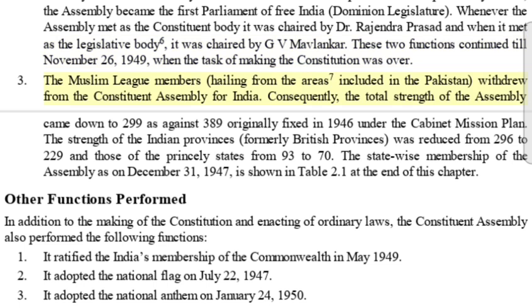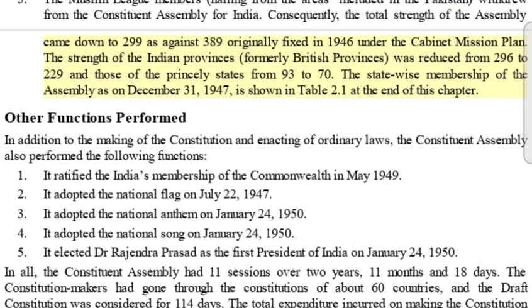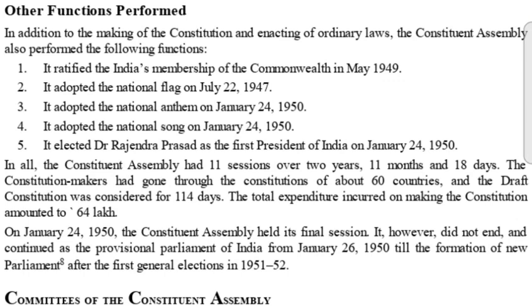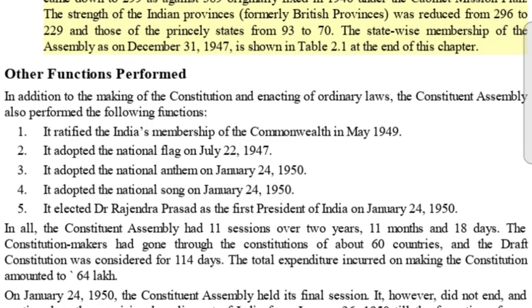The Muslim League members, hailing from the areas included in the Pakistan, withdrew from the Constituent Assembly for India. Consequently, the total strength of the Assembly came down to 299 as against 389 originally fixed in 1946 under the Cabinet Mission Plan. The strength of the Indian provinces, formerly British provinces, was reduced from 296 to 229 and those of the princely states from 93 to 70. The state-wise membership of the Assembly as on December 31, 1947, is shown in Table 2.1 at the end of this chapter.